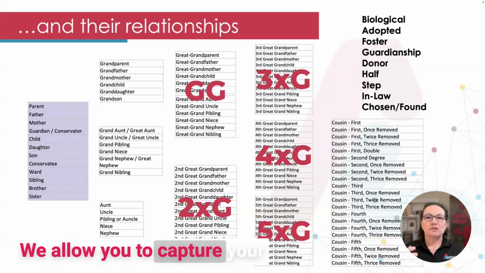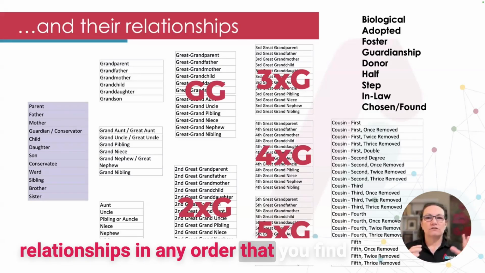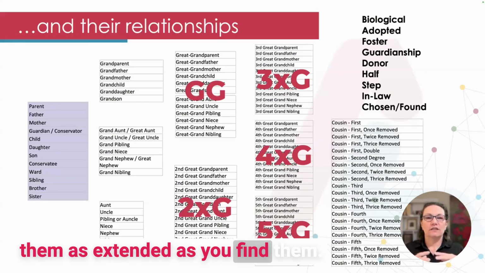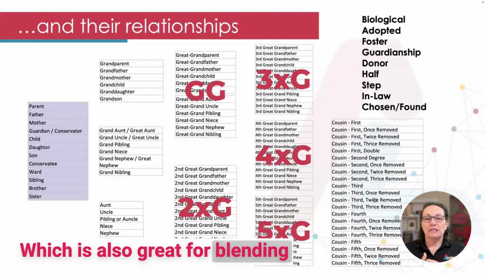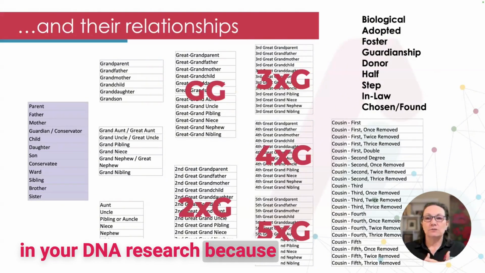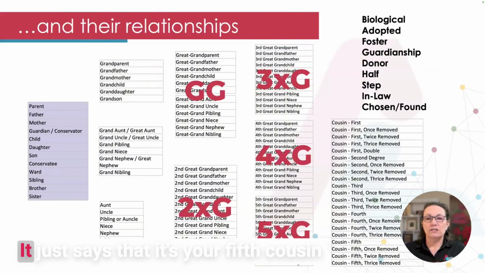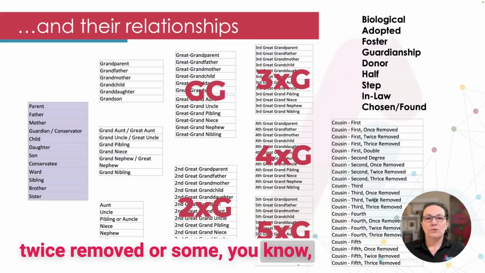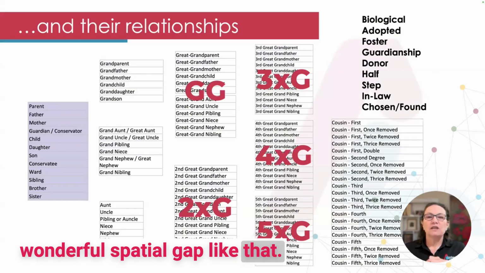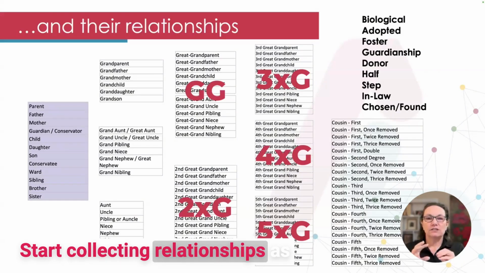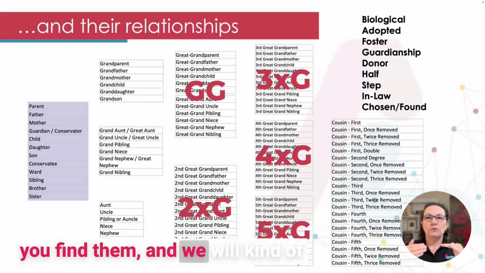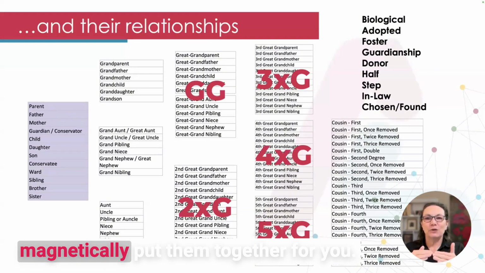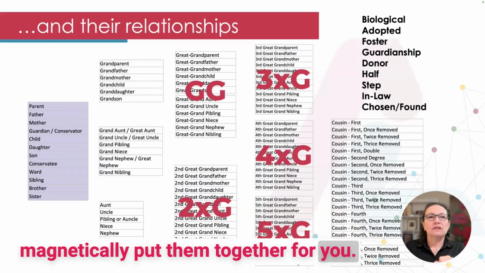We allow you to capture your relationships in any order that you find them, as extended as you find them, which is also great for blending in your DNA research because you may not particularly know. It just says that it's your fifth cousin twice removed or some wonderful spatial gap like that. Start collecting relationships as you find them, and we will kind of magnetically put them together for you.